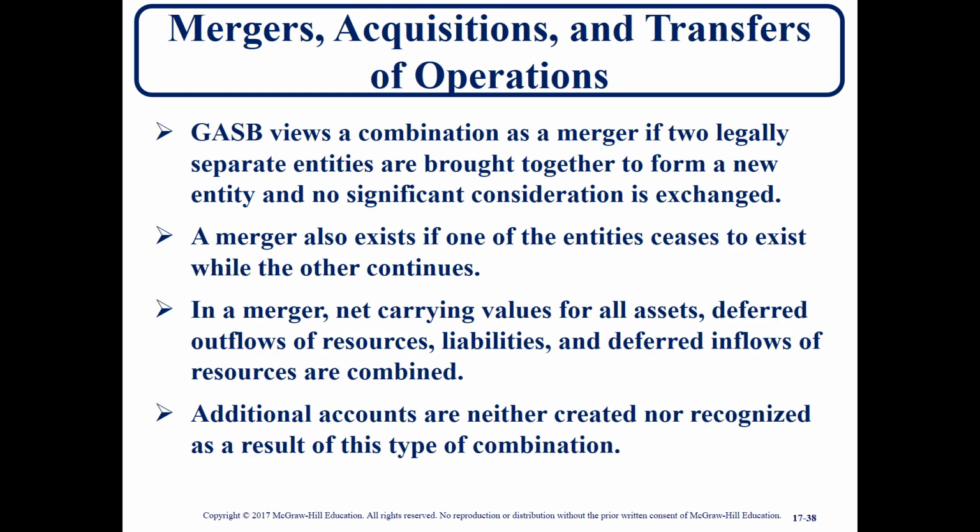Mergers, acquisitions, and transfers of operations. So the GASB views a combination as a merger if two legally separate entities are brought together to form a new entity and no significant consideration is exchanged. A merger also exists if one of the entities ceases to exist while the other continues. In a merger, net carrying values for all assets, deferred outflows of resources, liabilities, and deferred inflows of resources are combined. Additional accounts are neither created nor recognized as a result of this type of combination.